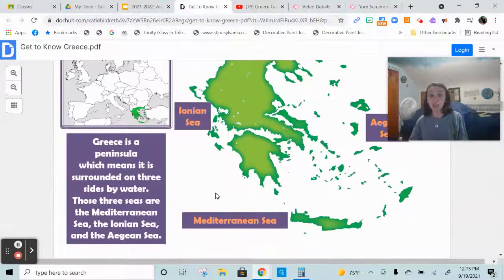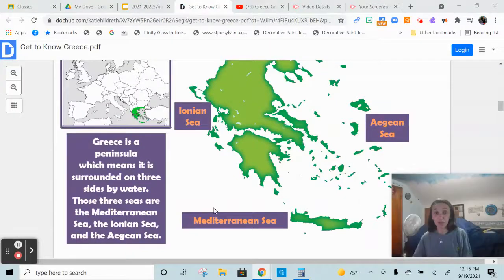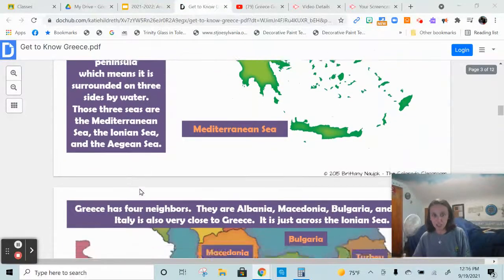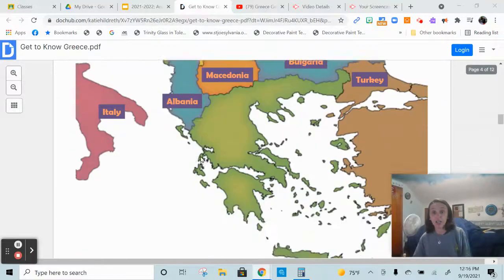It shows the surrounding waters: Ionian, Aegean, Mediterranean. And then it gives you a little bit of a description. It says Greece is the peninsula, which means it is surrounded on 3 sides by water. Those 3 seas are the Mediterranean Sea, the Ionian Sea, and the Aegean Sea. Greece has 4 neighbors. They are Albania, Macedonia, Bulgaria, and Turkey. Italy is very close to Greece. It is just across the Ionian Sea. Okay.